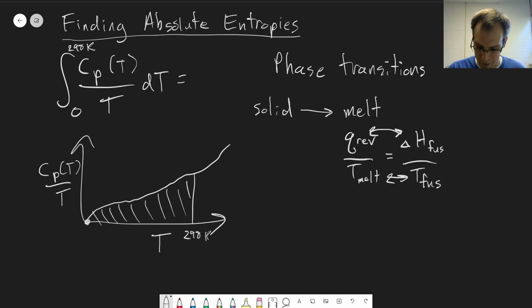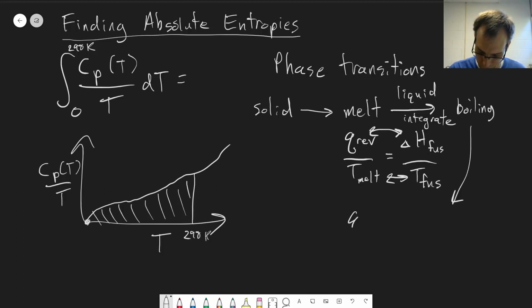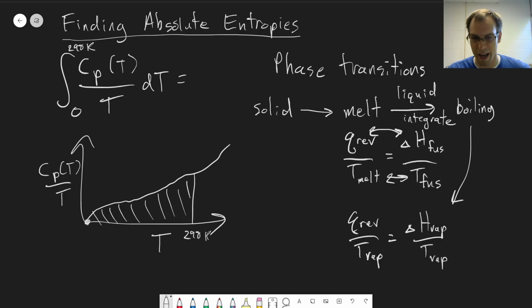We're going to repeat that. We'll have our liquid phase here, and we'll integrate that until we get to boiling, the vaporization. And there we're going to have the same thing. We'll have the reversible heat divided by T vaporization. So we get the enthalpy of vaporization divided by the boiling temperature, and that gets added in.